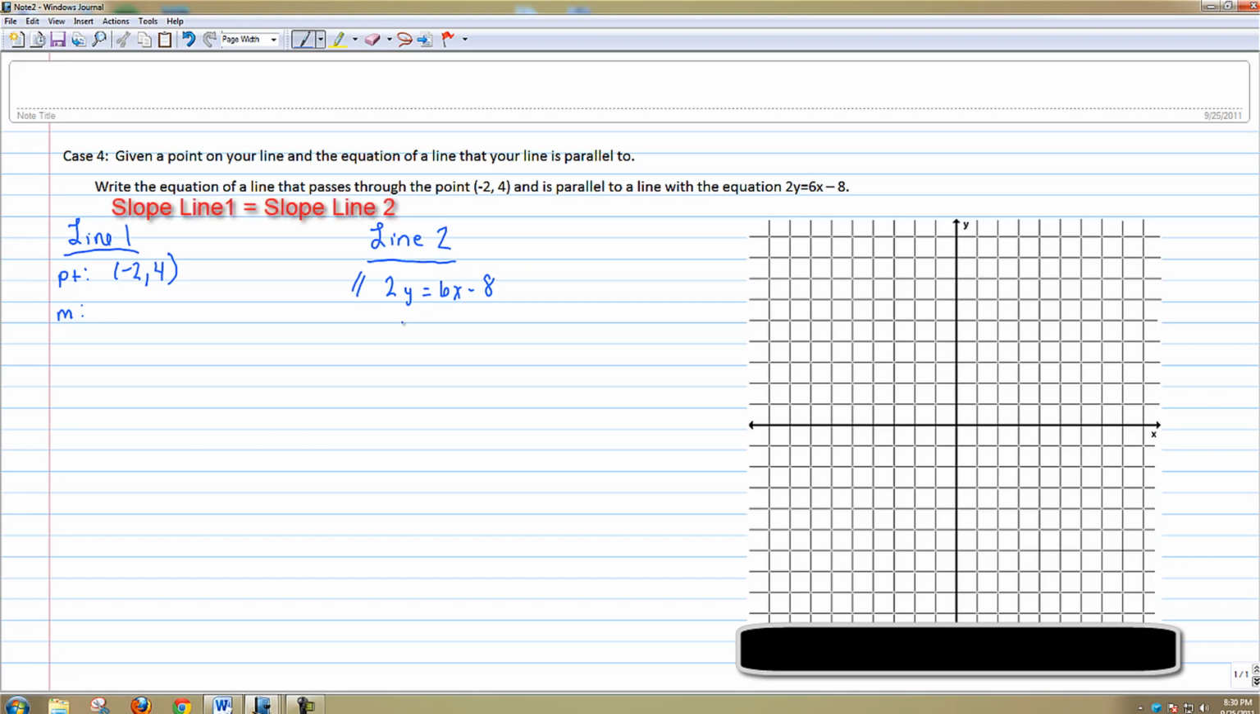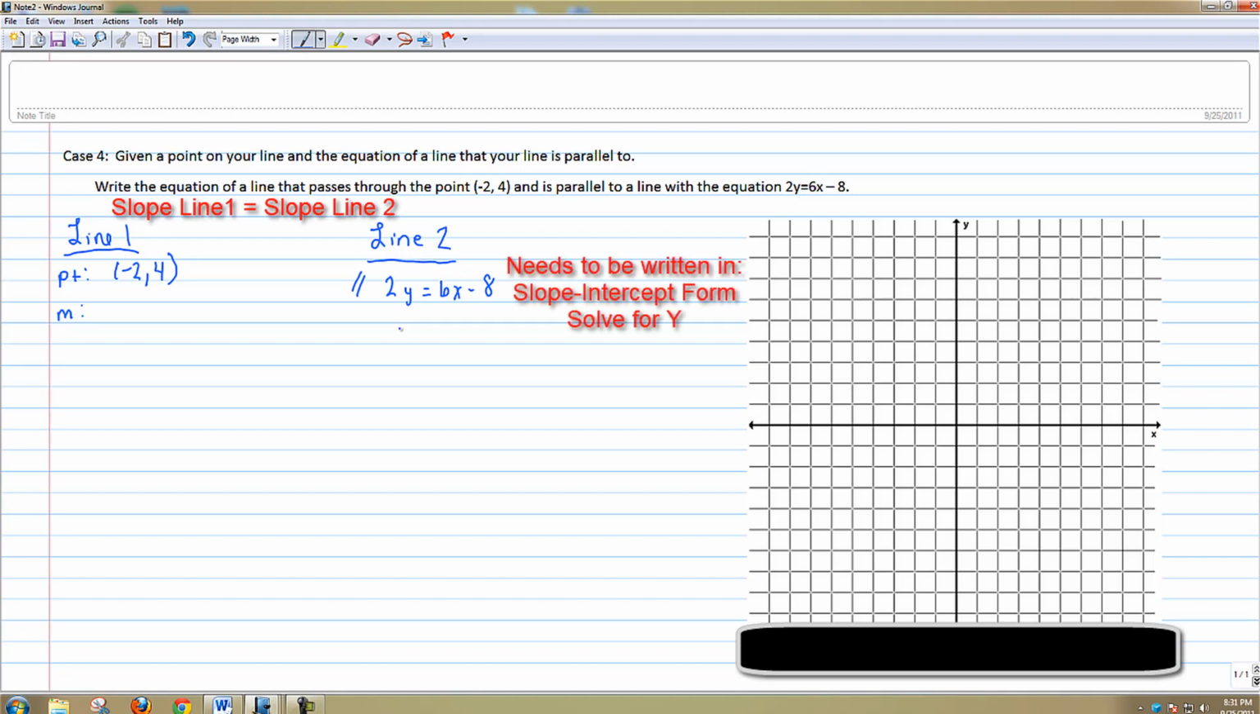Now we do know that parallel tells us about the slopes of these 2 lines. We do know that that means these guys' slopes are the same. Now if I'm in this particular form for my equation for line 2, you can't see the slope. The only way you really can see the slope right off the bat is if it's in slope-intercept form. So it's important that y is solved for.